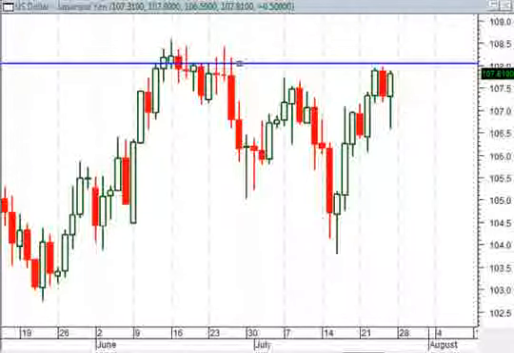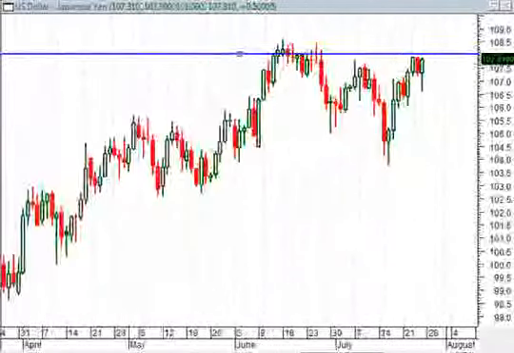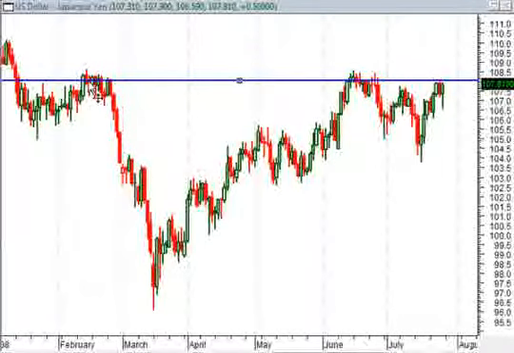In fact, we can zoom out a little bit and get an even better view of exactly what I am talking about. Well, boom. This is a fairly significant resistance area. So what kinds of things could I do? Well, there's a number of things that I can do.